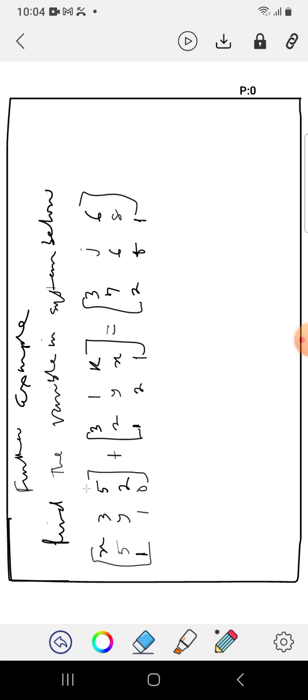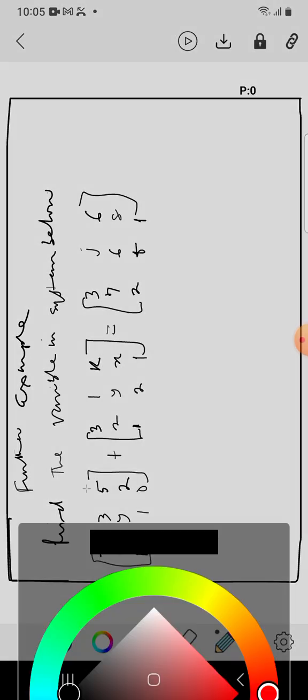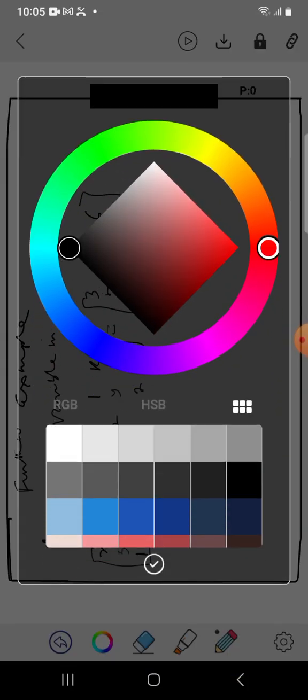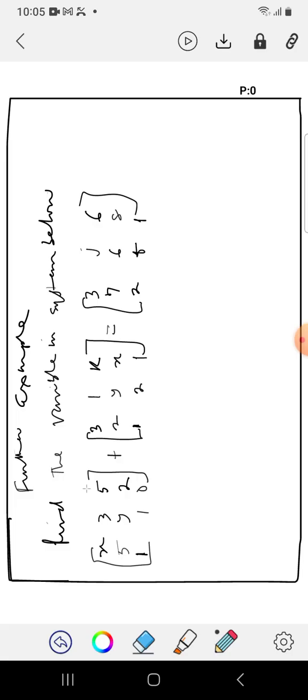So we have to find x. Let me change the color. So we have to find x. We have to find y. Of course, we have to find y here as well. We have to find x. We have to find k here, and we have to find j and t. All right, those are the items we have to find.